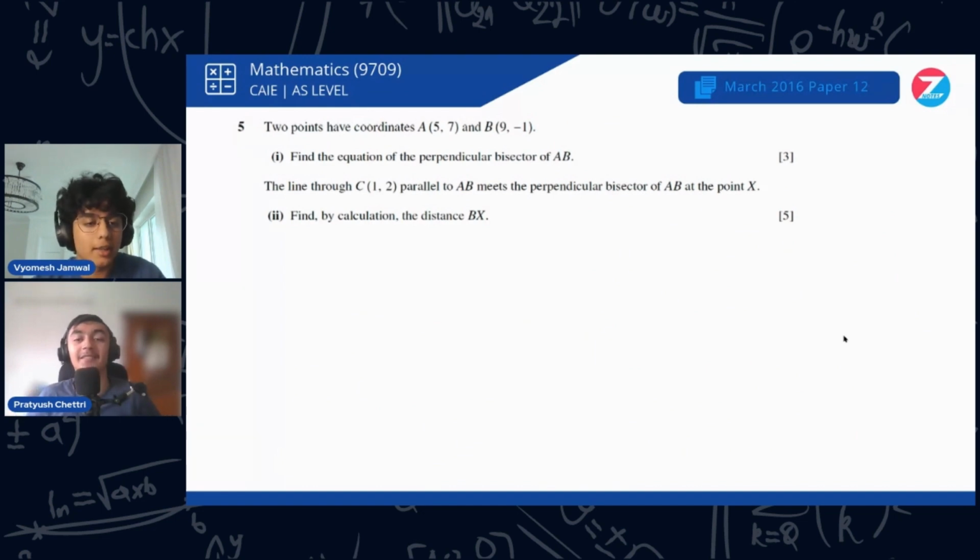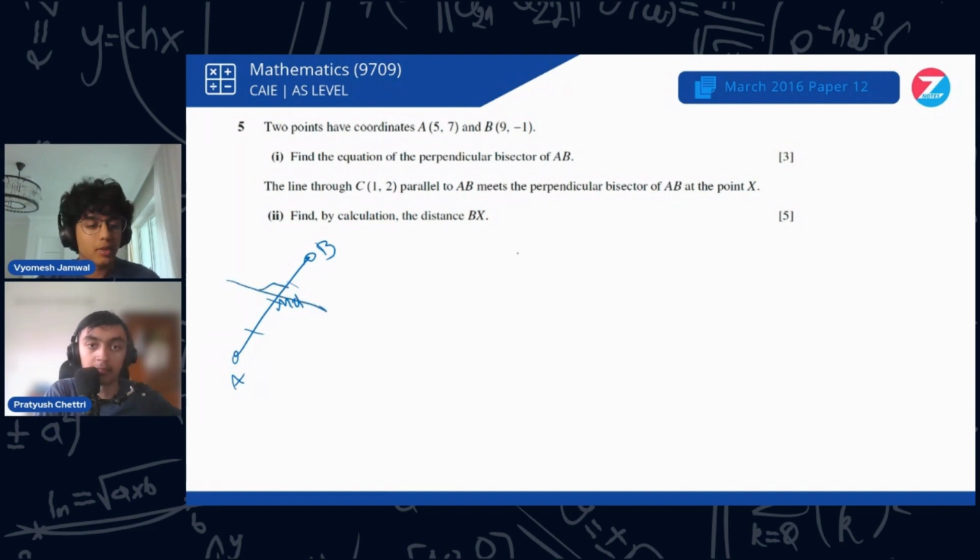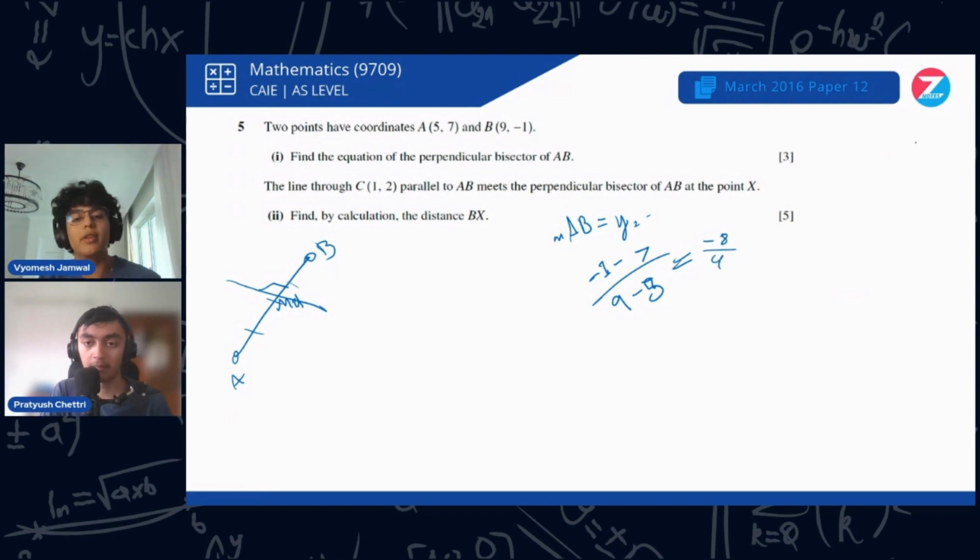Sure. So here they're saying that there are two points that have the coordinates A and B as follows. We'll find the equation of the perpendicular bisector of AB. I said before, the perpendicular bisector is basically the line that is perpendicular and passes through the midpoint of A and B, right? And so the number one thing I would do is, first of all, find the gradient of AB. So the gradient of AB would be y2 minus y1 divided by x2 minus x1, which is minus 1 minus 7 divided by 9 minus 5, which would give us minus 8 divided by 4. Which would give us a gradient of minus 2.